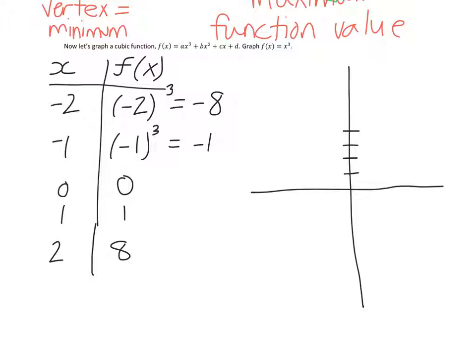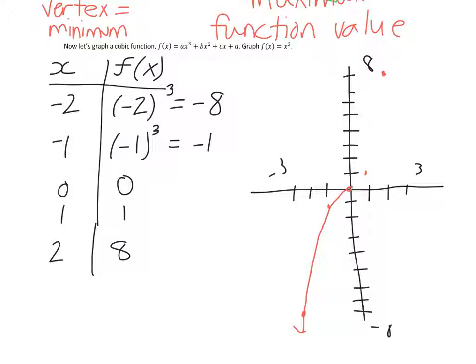1, 2, 3, 4, 5, 6, 7, 8. 1, 2, 3, 4, 5, 6, 7, -8. 1, 2, 3. All right, so let's start graphing our ordered pairs. So -2, -8. -1, -1, 0, 0, 1, 1, 2, 8. All right, and the shape we're getting is something like this.